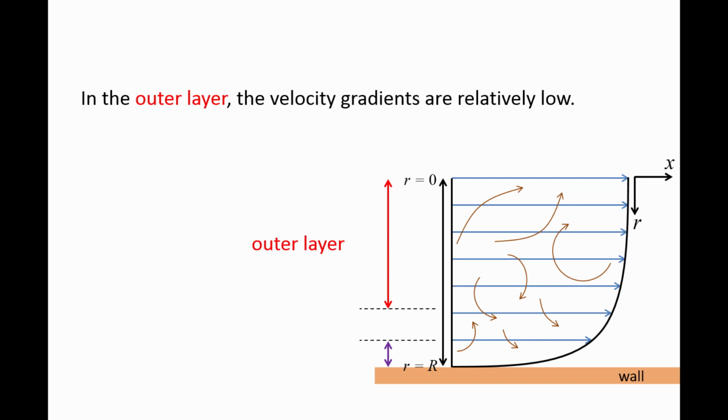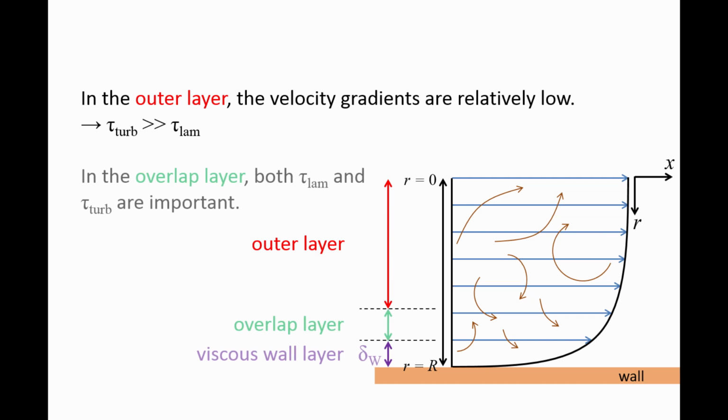In the outer layer, which consists of most of the flow, the velocity gradients are relatively low, and the turbulent shear stress term is much larger than the laminar shear stress term. There is a middle layer, called the overlap layer, in which both the laminar and turbulent shear stresses should be accounted for. This means that the turbulent shear stress is indeed important throughout almost the entire flow.